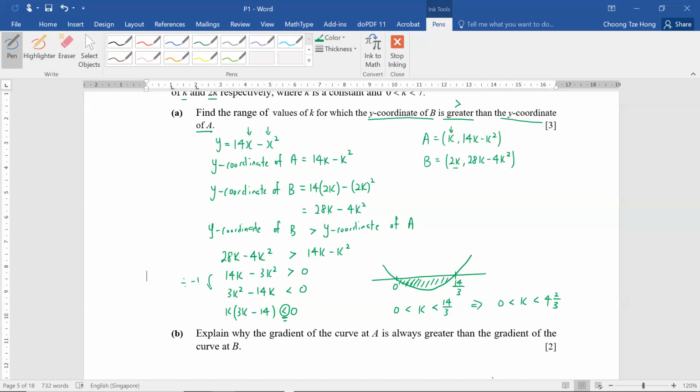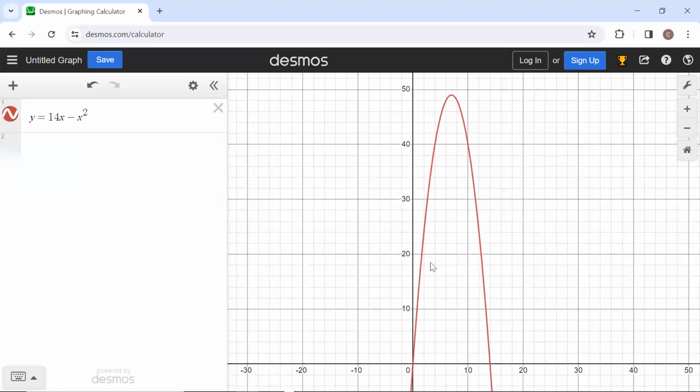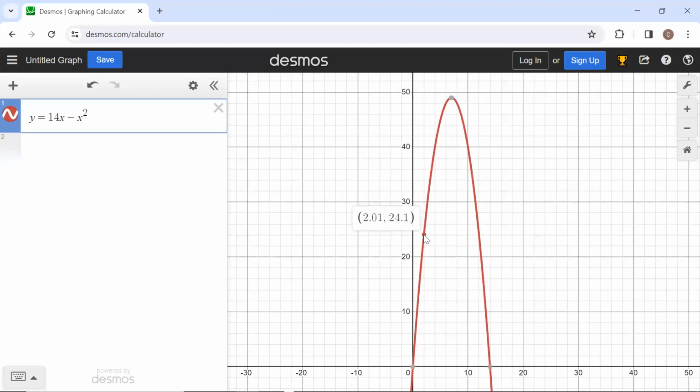So let's go over to Desmos, and we'll take a look over there, and hopefully you can appreciate your solution better. Remember our solution is k is greater than 0 but less than 4 and 2/3. So let's take a number that's between 0 and 4 and 2/3, let's say like over here.